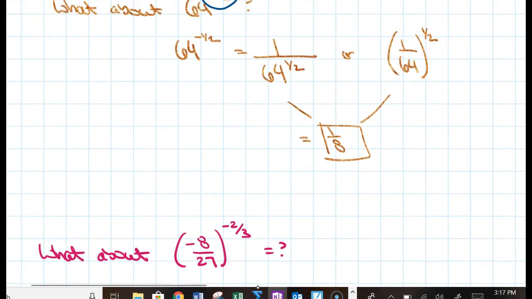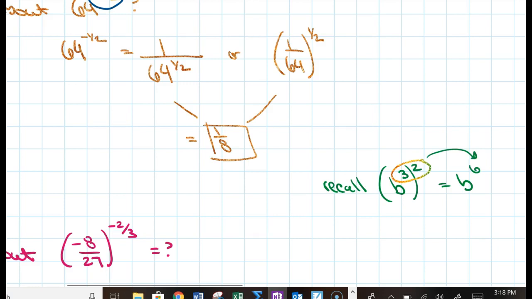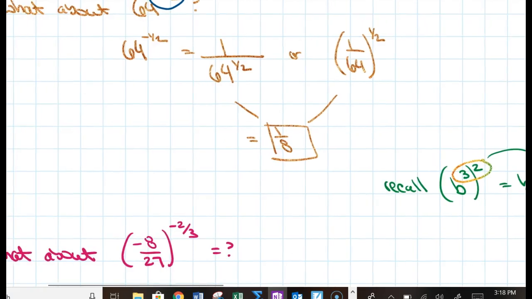Negative 8/27 to the negative 2/3. So first, a little bit of a blast from the past. You have to remember, so recall back in the day, if you had b to the third and then to the second, I think you may have called this rule the power to a power rule. The result here is b to the 6th. You multiply the exponents, but it's power to a power. So I want to show you something.